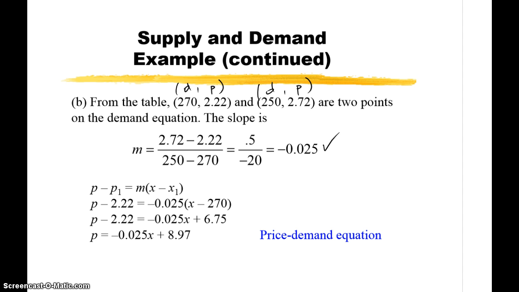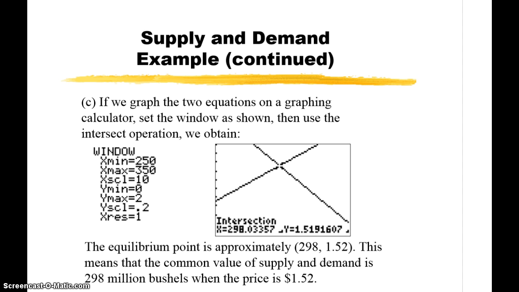And you could pause the video here if you'd like to see the rest of the problem. It's just setting up the point slope form and solving for P, right, which is our price demand equation. And that's also a linear equation. Okay, and the last part, part C, was to graph the 2 equations and find their intersection, right? They wanted the point of equilibrium.